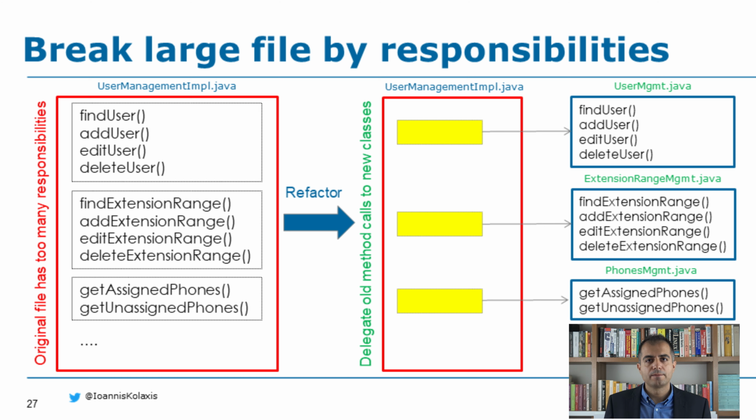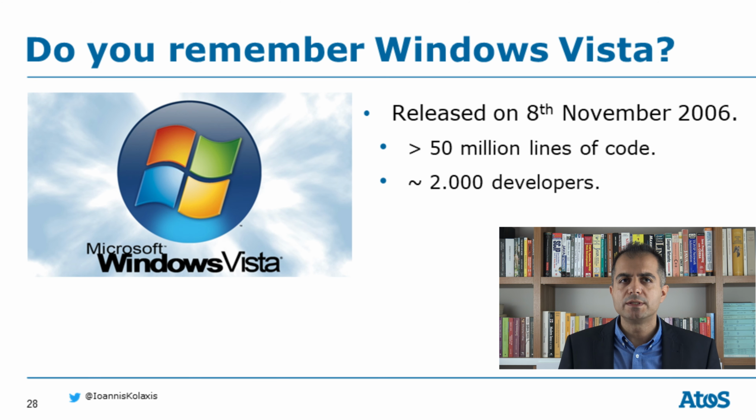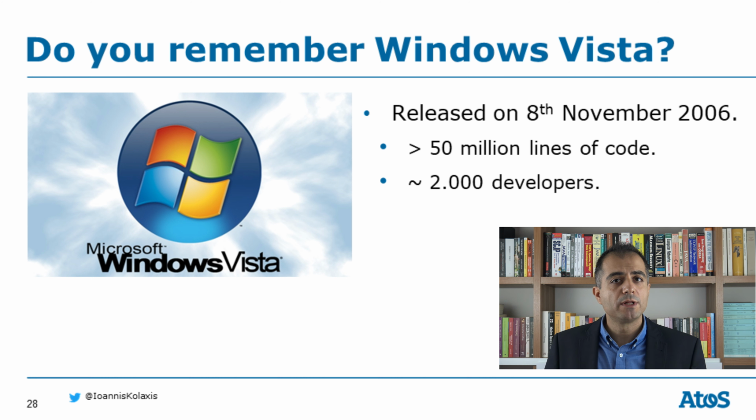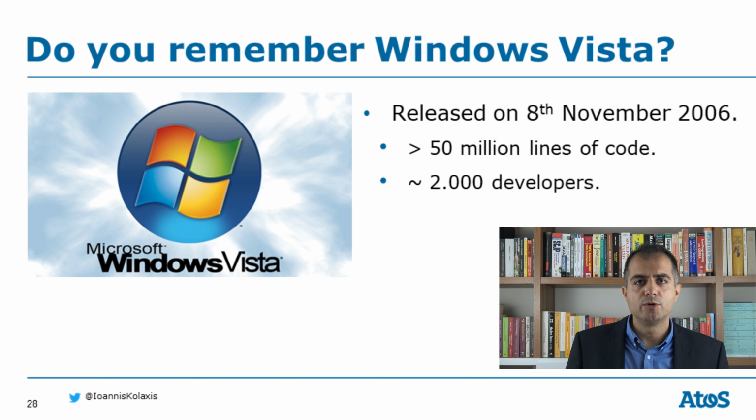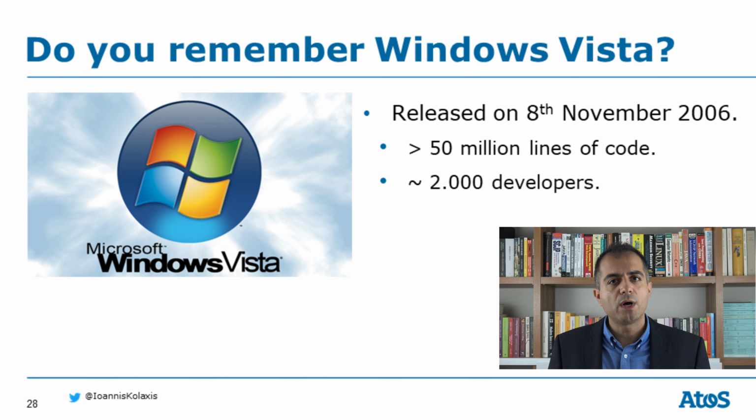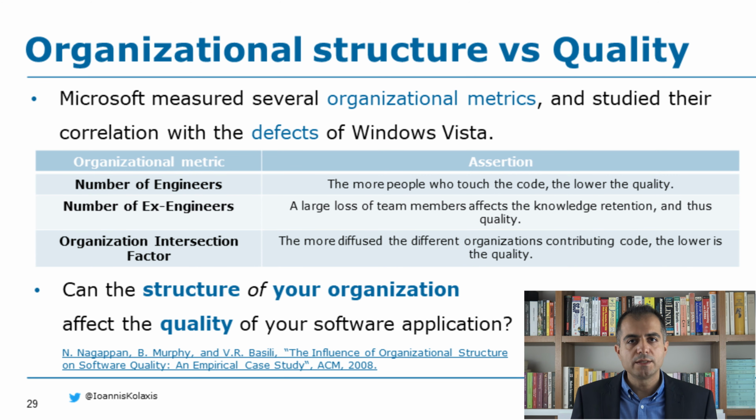Do you remember Windows Vista? It was released some years ago, back in November 2006. It is one of the biggest software applications to this day. It consists of more than 50 million lines of code, and the development team that worked to implement it consisted of more than 2,000 developers. So Microsoft decided to conduct a research regarding the organizational metrics and how these impact software quality.